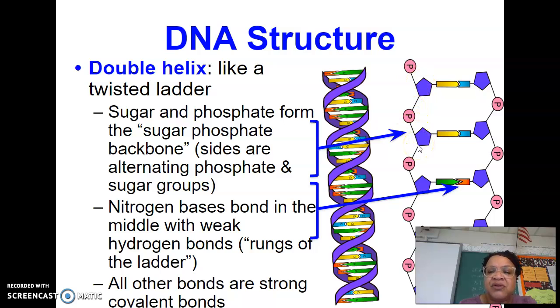The sides of the ladder are made up of alternating phosphate and sugars. DNA is also known as anti-parallel. It's anti-parallel because one side of DNA goes up, the other side goes down. The bases are like the rungs of the ladder. The bases have a weak bond in between them. We call that a hydrogen bond. And the backbone of DNA, the phosphate and sugar, the bonds between them are called covalent bonds.